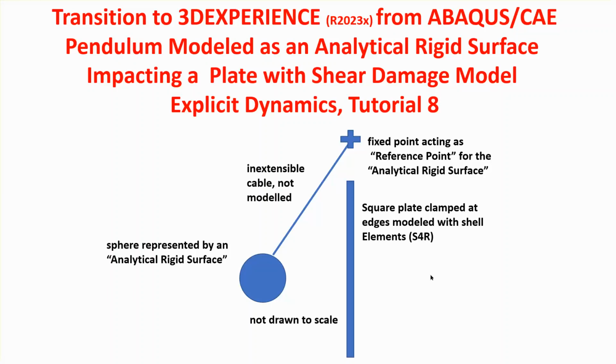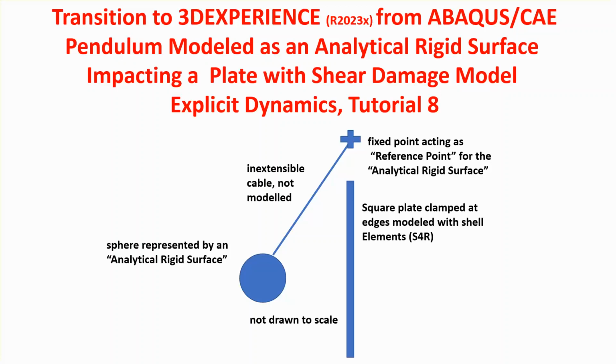This tutorial is a continuation of tutorial 7, where a pendulum was swinging, pivoted about a fixed point, and hitting a vertical plane and destroying it, meaning incurring damage to the plate. The only difference with this tutorial and the other one is that there I meshed the sphere with shell elements but declared it as a rigid body.